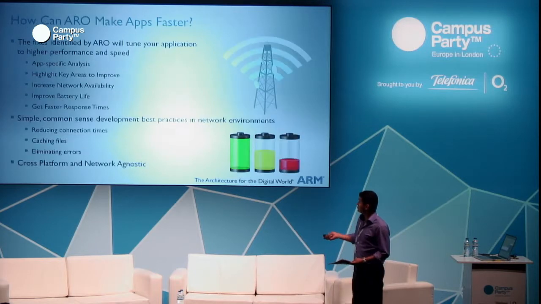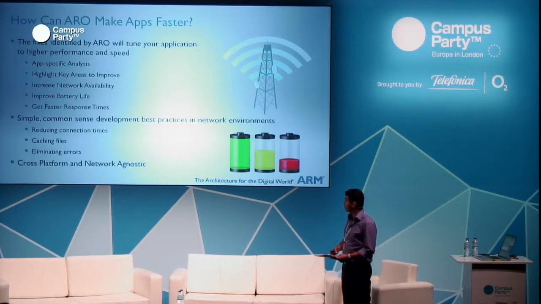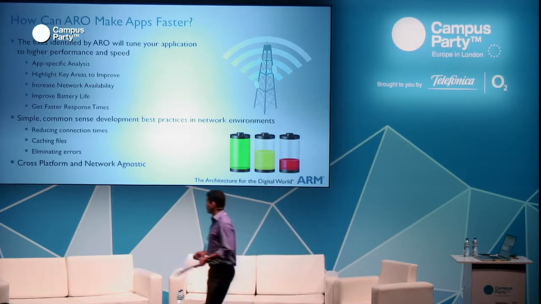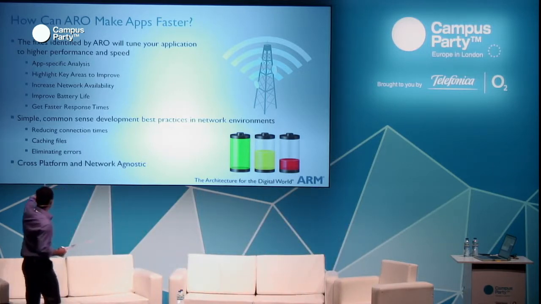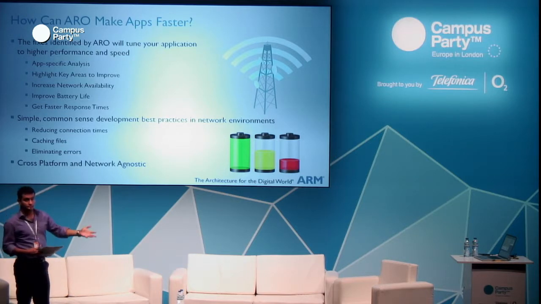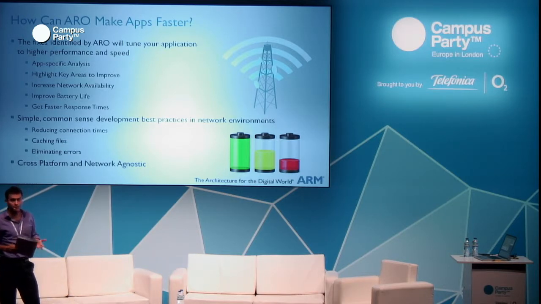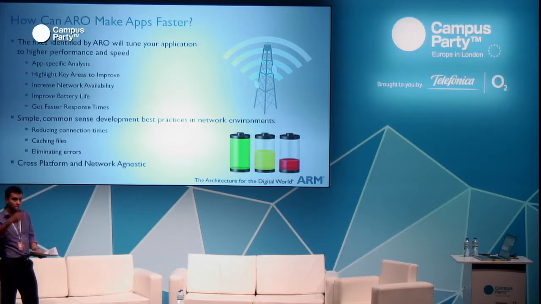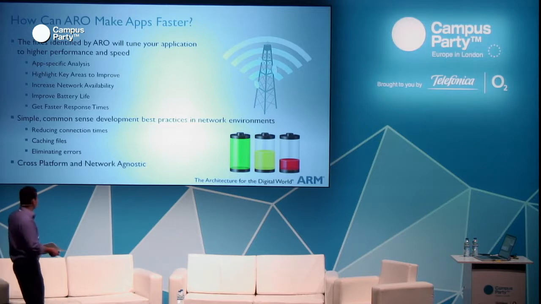I think there are a few more details here on this slide about ARO. It might give you suggestions, like, for example, down here you can see your connections are taking too long, so maybe you're not closing the network connections that you've opened. Or it might suggest that you could cache files. If you're downloading the same files over and over again, maybe you should be caching these files so that you don't need to go up to the network, because going to the network is very, very, very expensive.